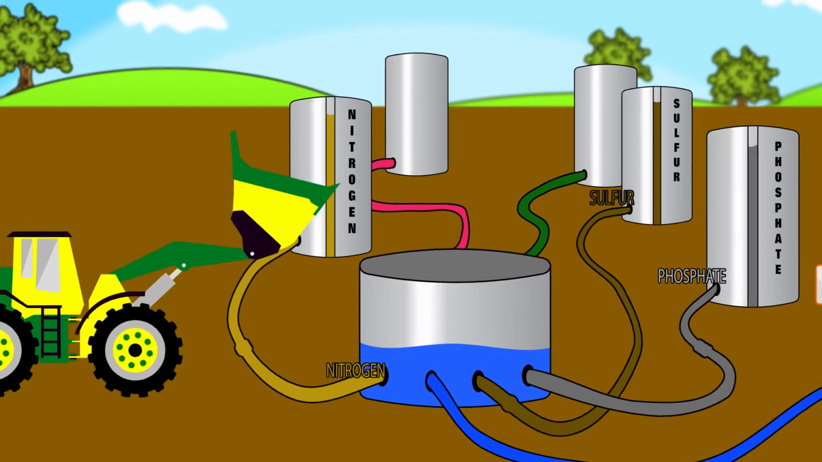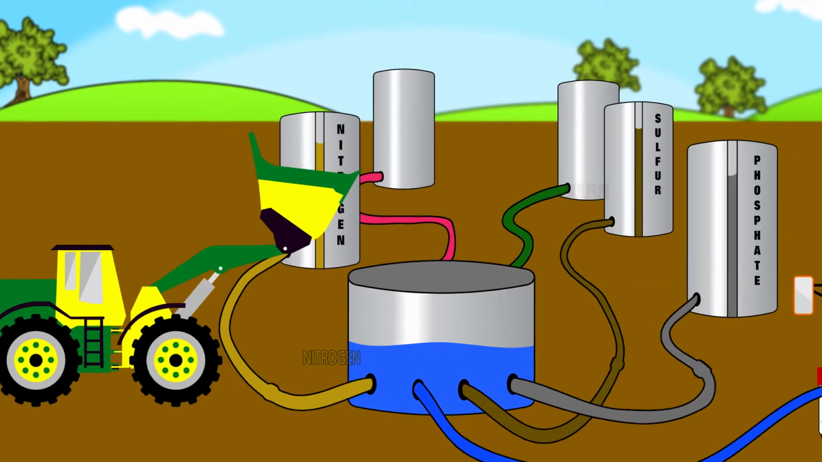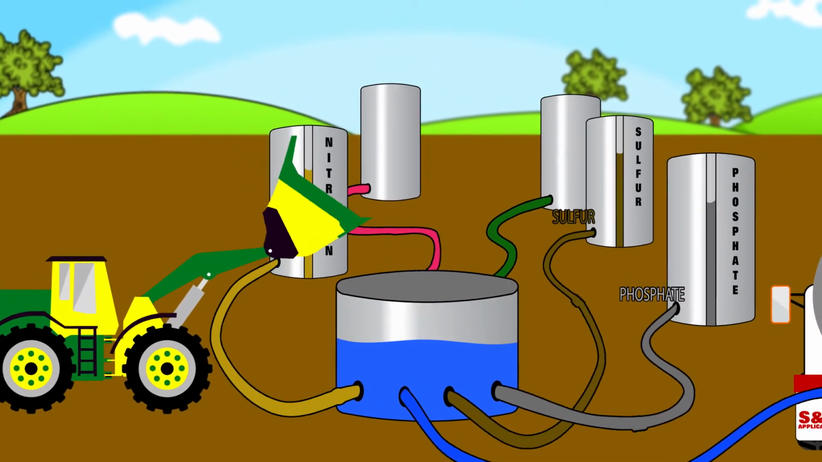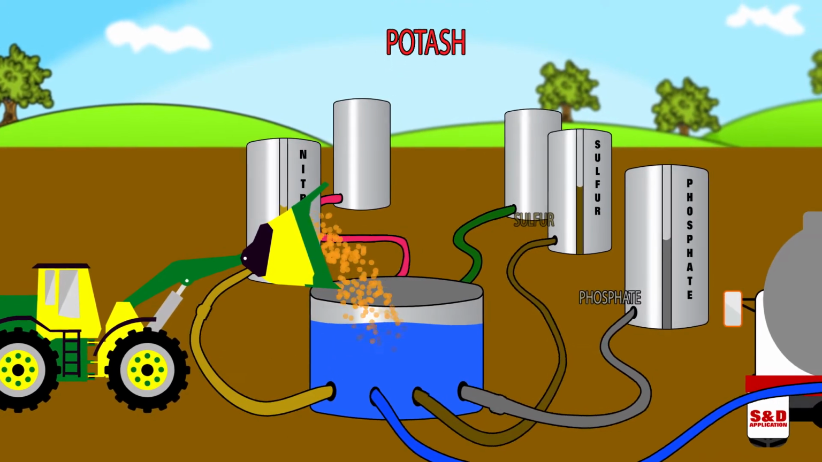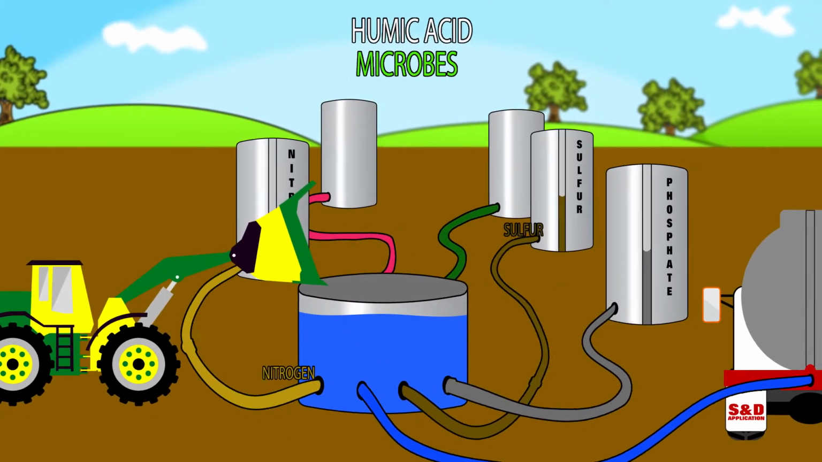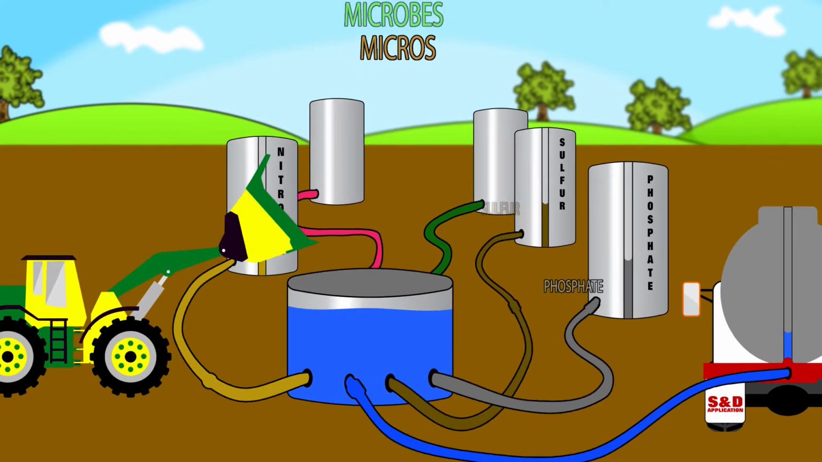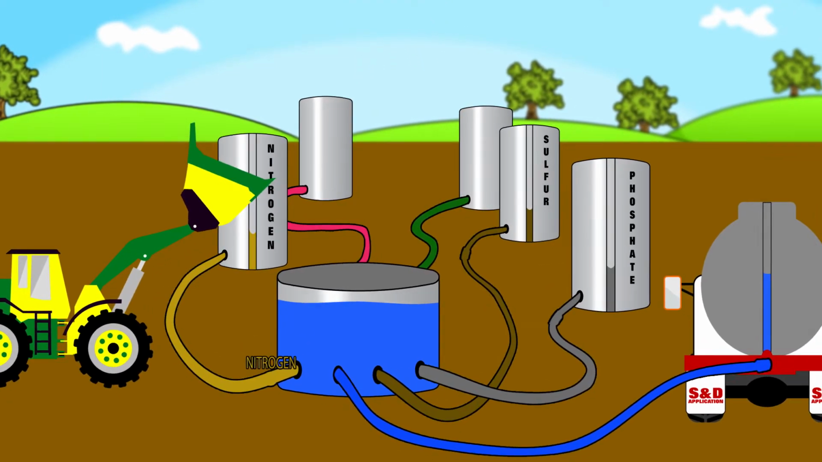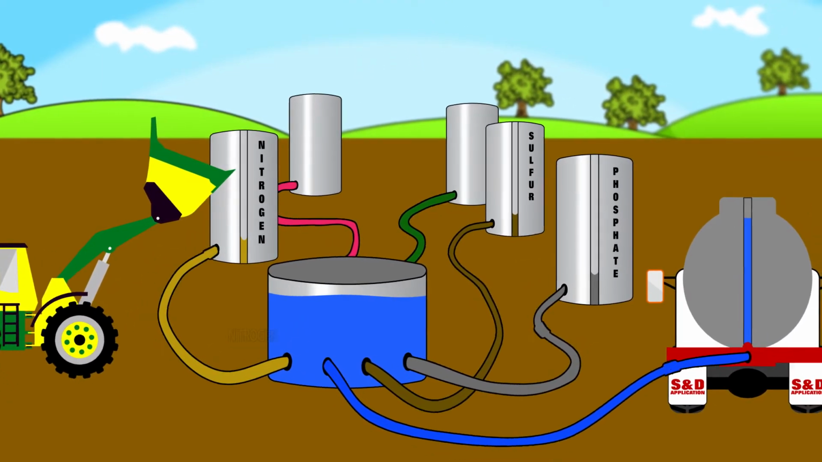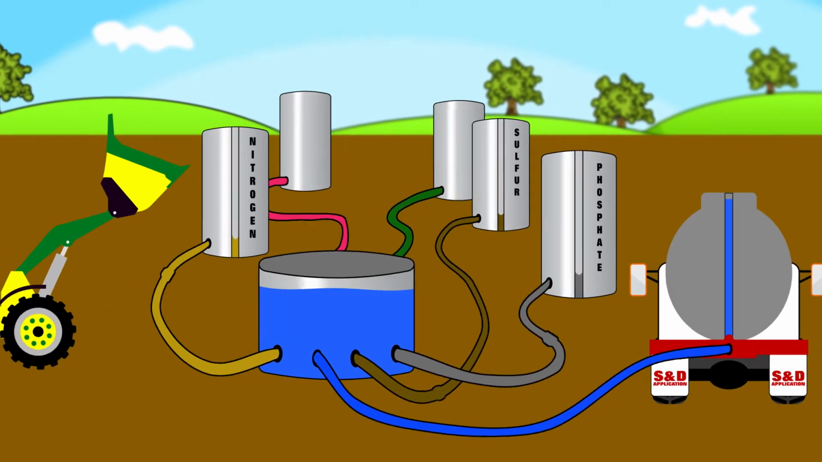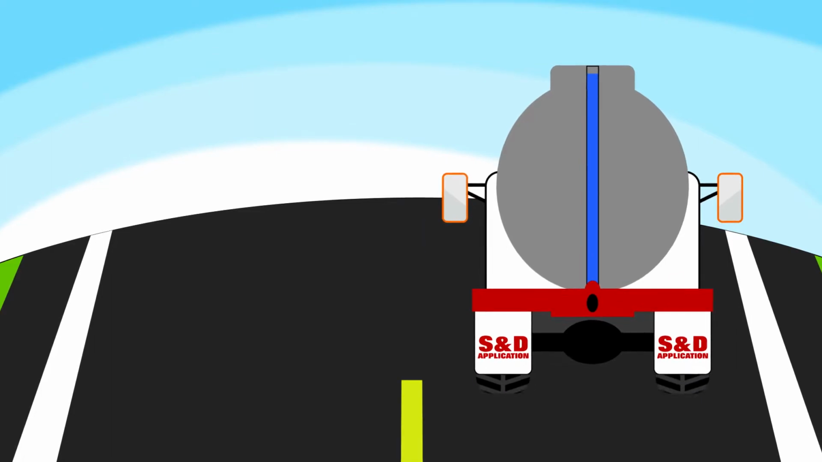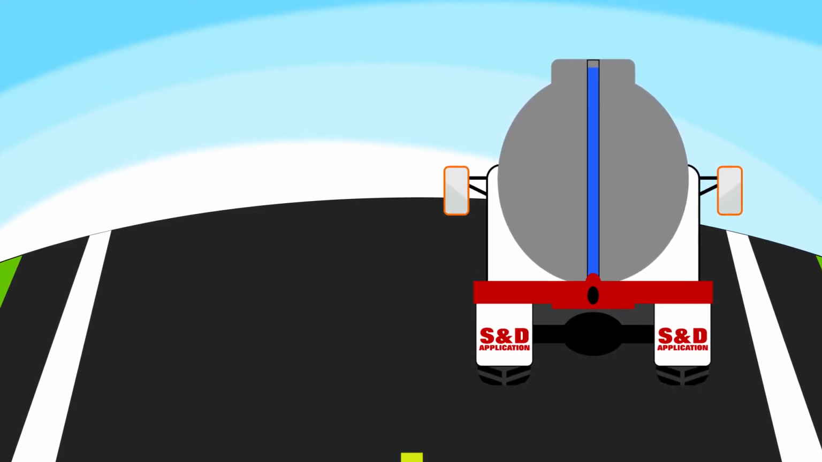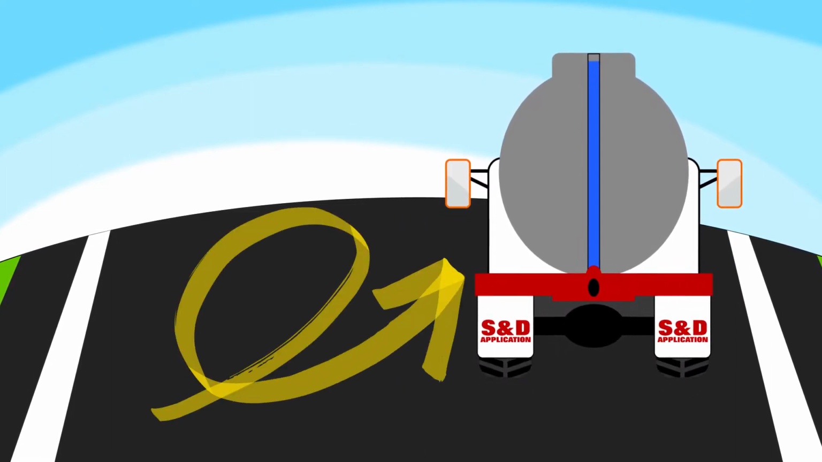Making use of a liquid turbine blender, S&D has the opportunity to mix NPK dry fertilizer, NP liquid fertilizer, liquid and dry micronutrients, humic acids, and microbes into a complete homogenized mix with more than 99% accuracy. Every drop is the same. While in transport, liquid fertilizer stays thoroughly mixed, preserving its true analysis.